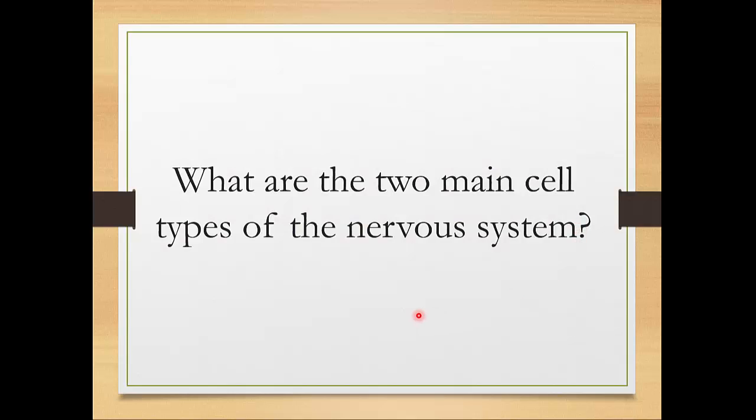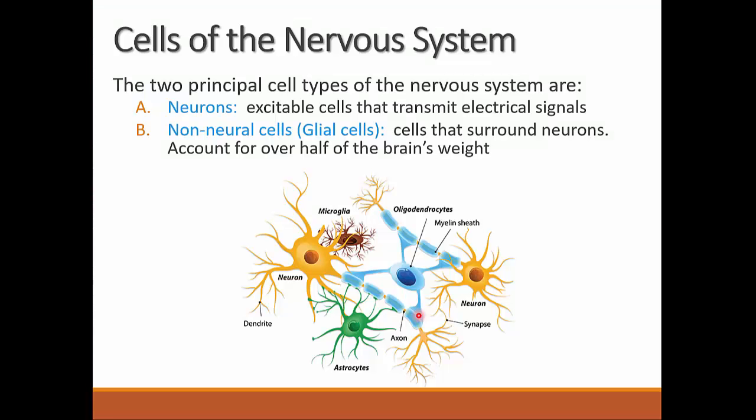What are the two main cell types of the nervous system? When we're looking at the nervous system, you have neurons, and then you have non-neural cells, which are also known as glial cells. You might hear them called neuroglial cells. The neurons are the ones that actually send signals. Okay, so they're the conducting cells. Then you have the glial cells, and these cells help to support the neuron. And later on, we'll talk about each of these different types of neuroglial cells and what their role is.